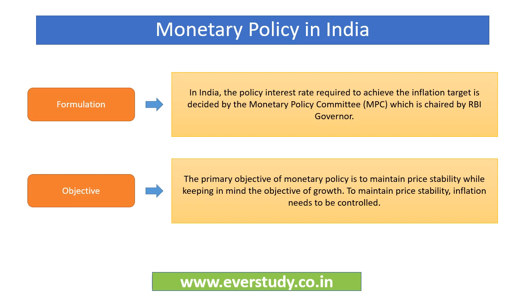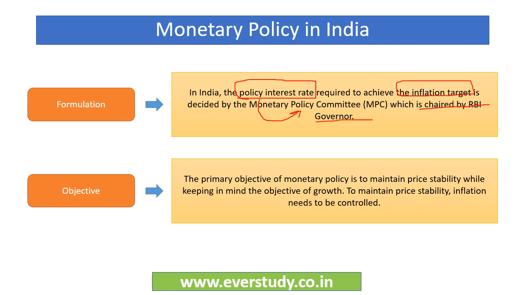Now when we talk about the formulation of monetary policy in India, the policy interest rates are required to achieve the inflation target. So there is an inflation target which is set by the government, which is to be achieved by the Reserve Bank, and the policy interest rate which has to be set to achieve this target is decided by the Monetary Policy Committee. To achieve this target we have to set different policy rates, like the bank rate, repo rate, cash reserve ratio, etc. And these rates are decided by this Monetary Policy Committee, which is chaired by none other than the Governor of Reserve Bank of India.